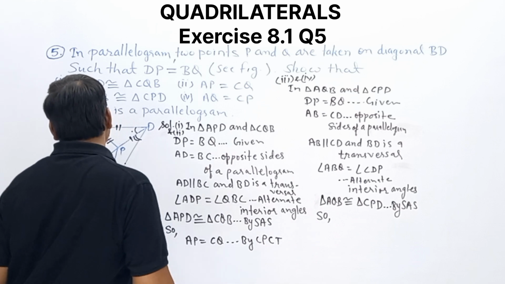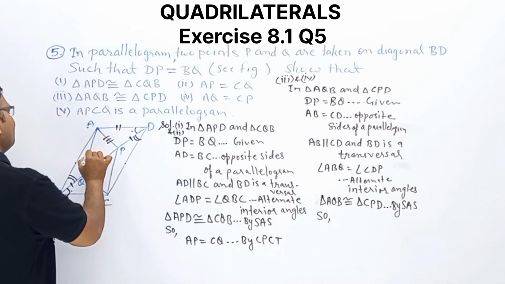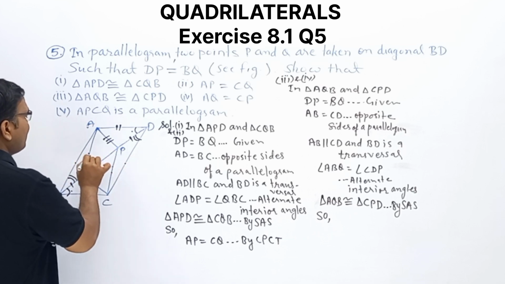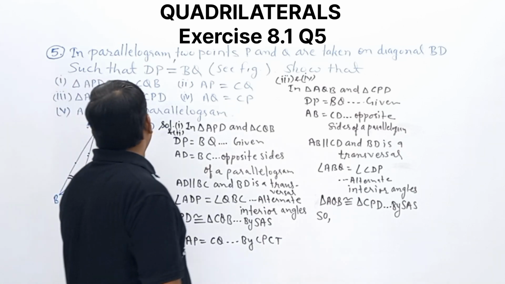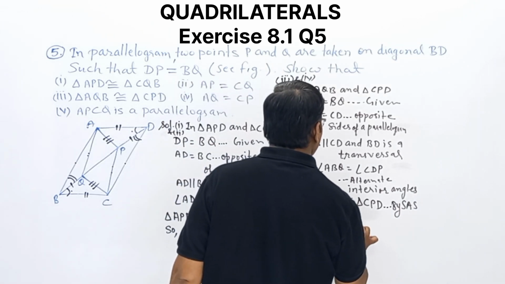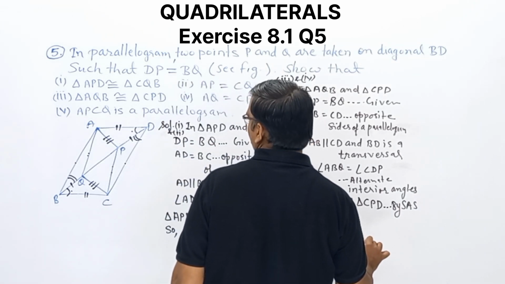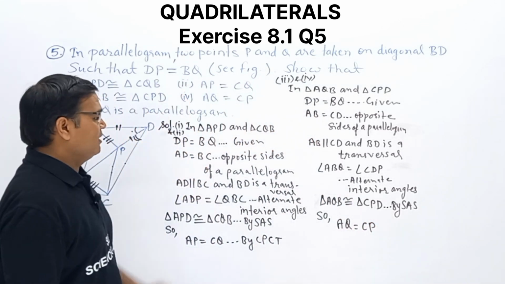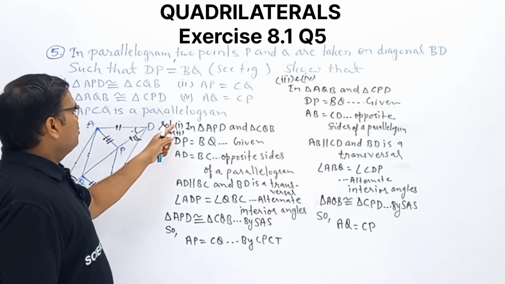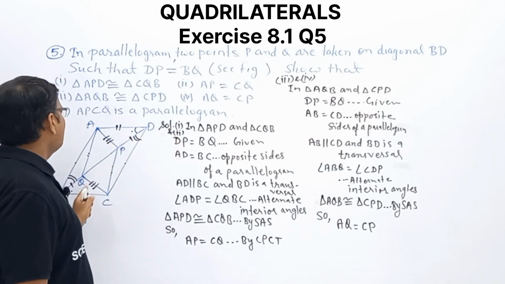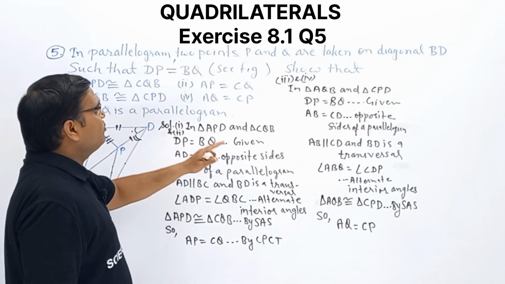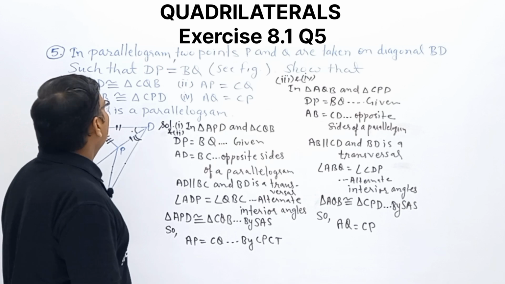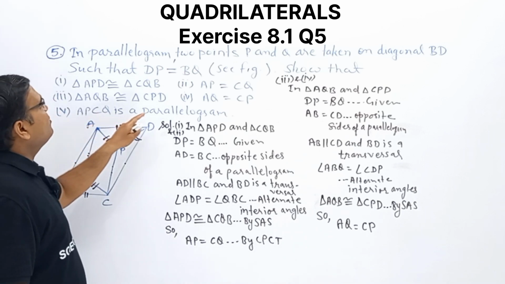So this side will be equal to this one. These two triangles are congruent. It means corresponding parts of these two triangles will be equal. So we can say AQ equal to CP. This thing we want to prove in question number 4th. So we proved question number 1st and 2nd by using these two triangles, and question number 3rd and 4th we proved by using this and this triangle. Clear?